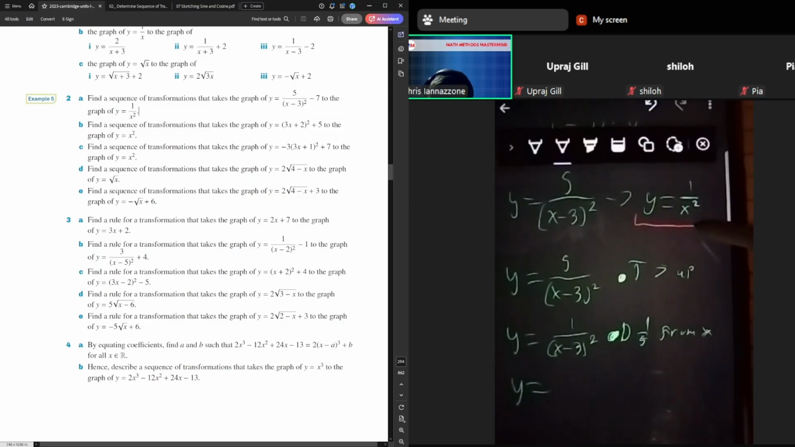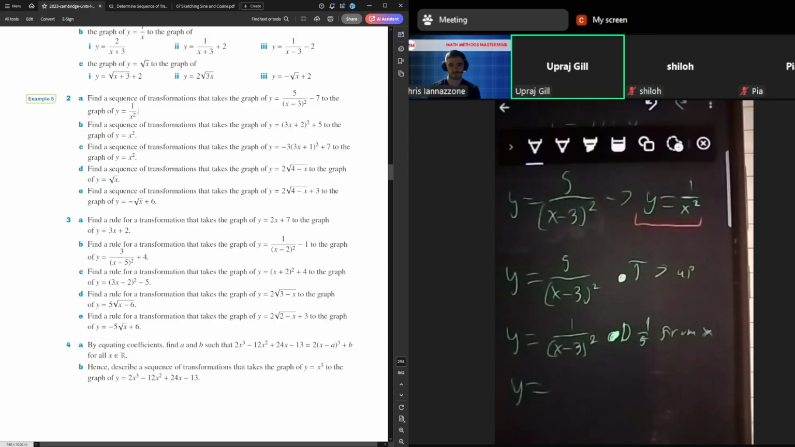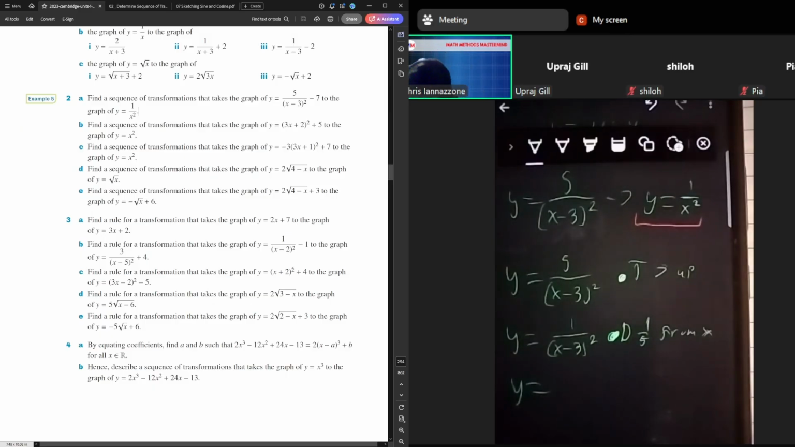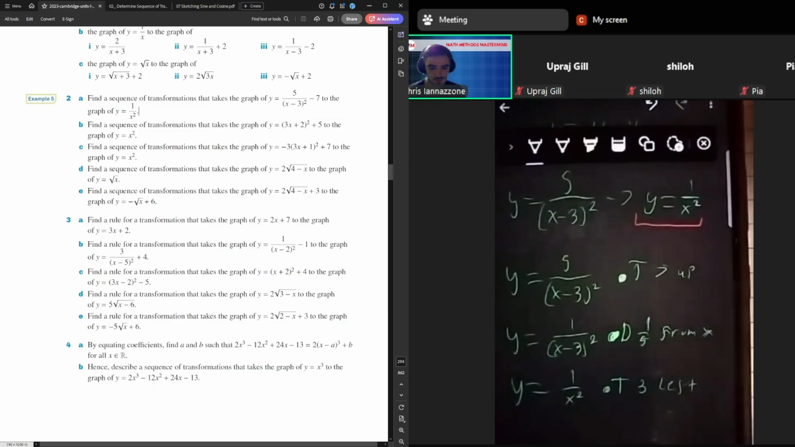Pretty close. There's only one transformation factor left to get rid of. We have to shift 3 units in the negative x direction. Yeah, shift 3 units in the negative x direction, correct. Which would bring this down to 1 over x squared, and that'd be a translate 3 negative x direction. And that becomes your list again.